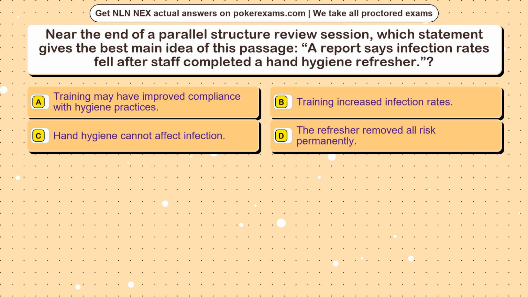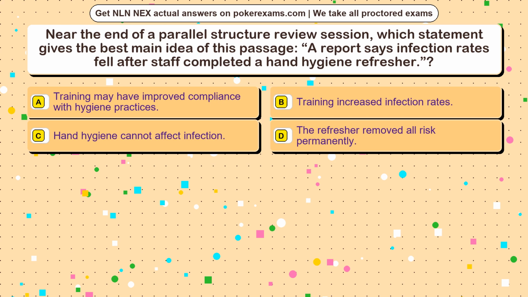Question 19. Near the end of a parallel structure review session, which statement gives the best main idea of this passage? A report says infection rates fell after staff completed a hand hygiene refresher. Option A, training may have improved compliance with hygiene practices. Option B, training increased infection rates. Option C, hand hygiene cannot affect infection. Option D, the refresher removed all risk permanently.